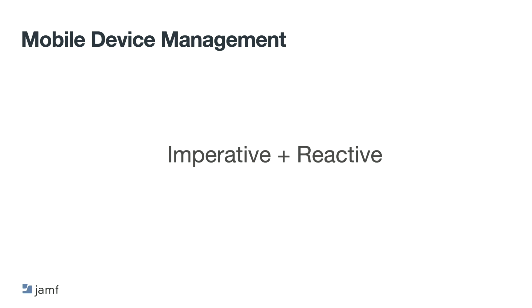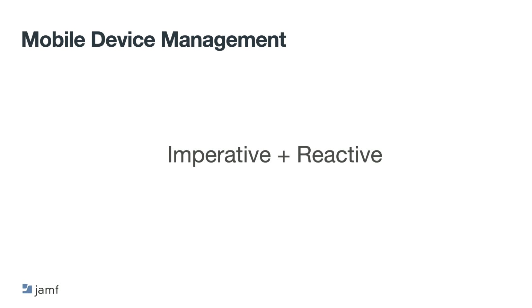So Apple used some language to describe mobile device management. They said it was imperative and reactive. So imperative means absolutely necessary or required, unavoidable. So an MDM command tells you exactly what the device needs to do. Do this now. And so it's reactive because you need to know when to send that command to the device and for that to happen.